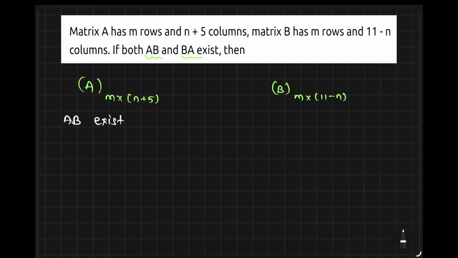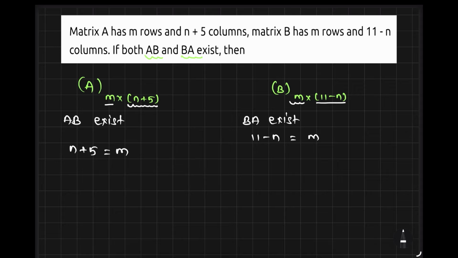So first try to understand the condition that if AB exists, then the number of columns of A, n plus 5, should be equal to the number of rows of matrix B, meaning this equation. And then they are saying that BA exists. BA exists. So BA exists means what? The number of columns of B should be equal to the number of rows of A.